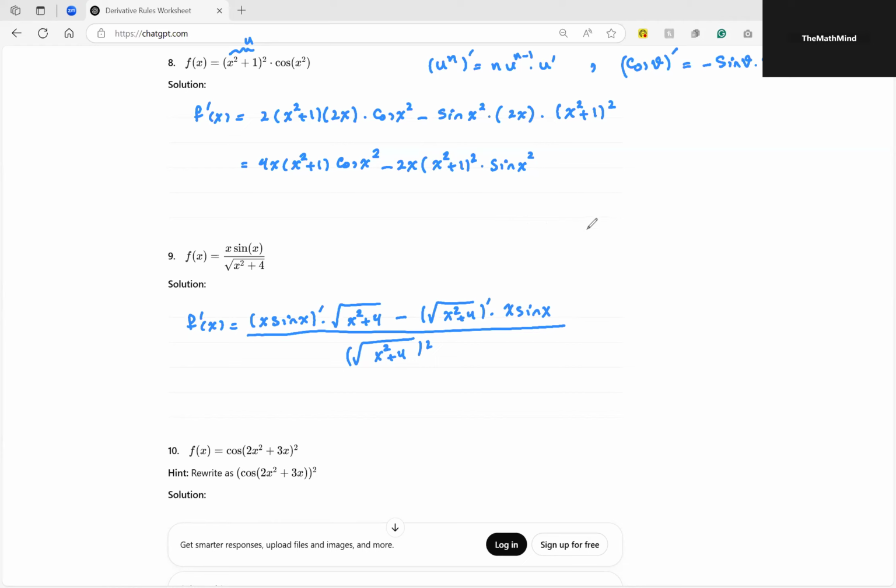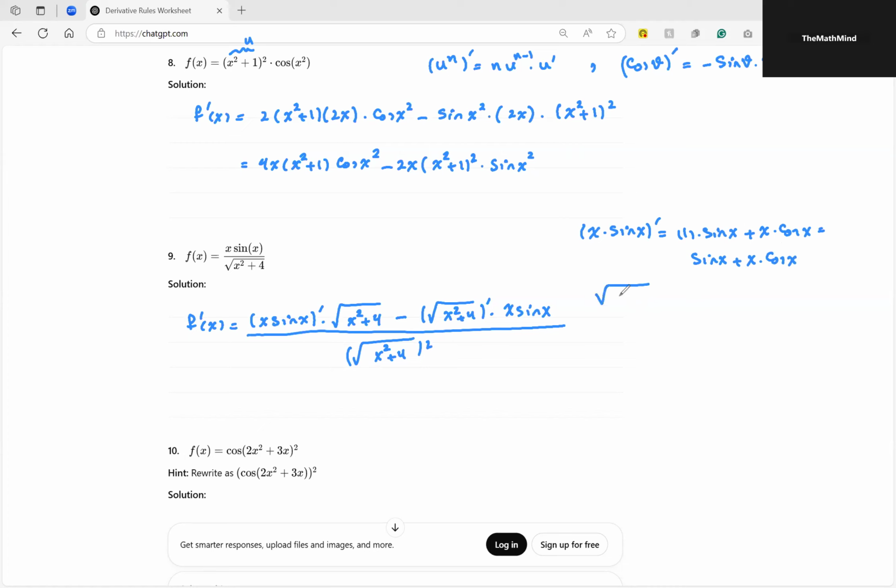Let me take the derivative of these functions separately. x times sine x prime is going to be the derivative of the first function times the second function plus derivative of the second function times the first function. So this will be sine x plus x times cosine x.